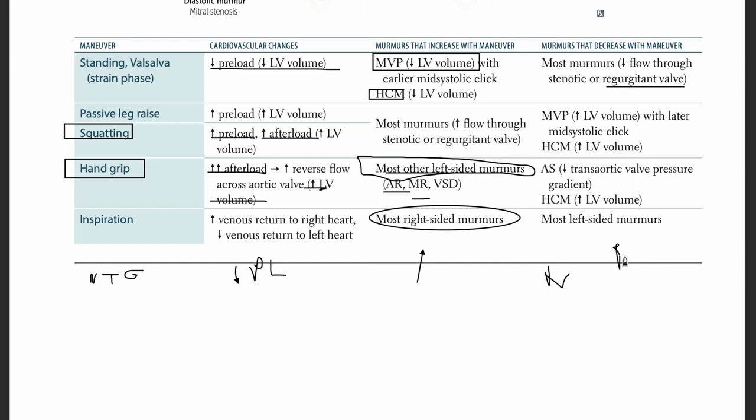Okay. Increase in S3 at end of expiration. I don't think that's for this. Maybe for something else. Okay. But remember, for NTG, it decreases preload, so when it decreases preload, you're gonna get something similar to this stuff. This one.